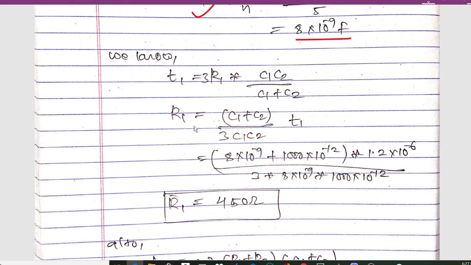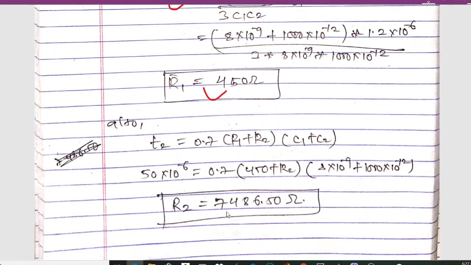So once you substitute all the values, you will get the value of R1 from here. Since T1 is given, and C1, C2 are given in the question, you will get the value of R1 as 450 ohms. So the value of R1 is 450.